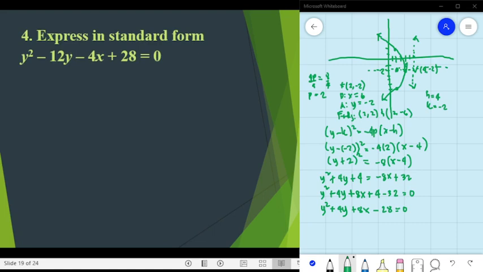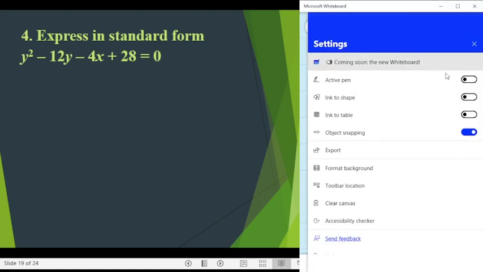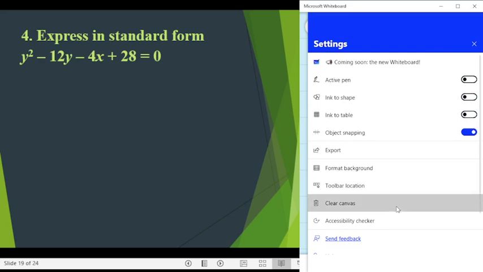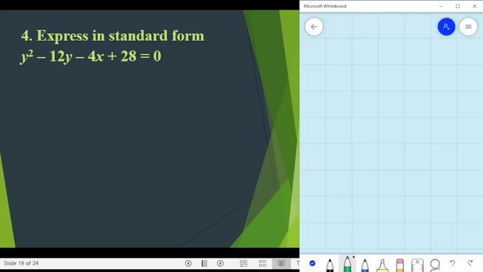Okay, number 4. Number 4 is we are going to express the given in standard form. So, if we are going to express in standard form, we have to apply the completing the squares.